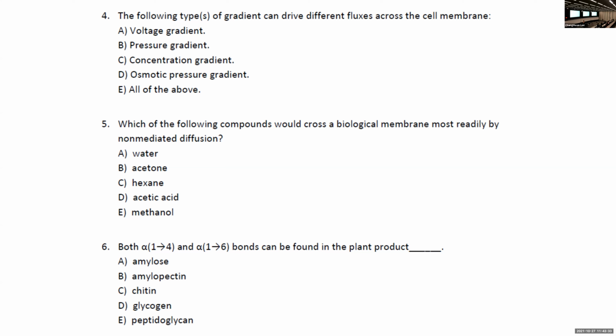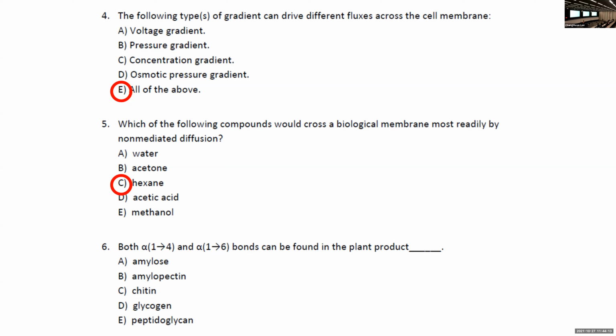Number four, B, E. All of them, basically. We talked about this, how it sets up the gradient, the driving force for making this kind of fluxes. Number five, it is C. Essentially, you're looking for the most non-polar one, which can just go through the lipid bilayer without losing much energy. Not losing energy, but at least it doesn't require much energy to go through.